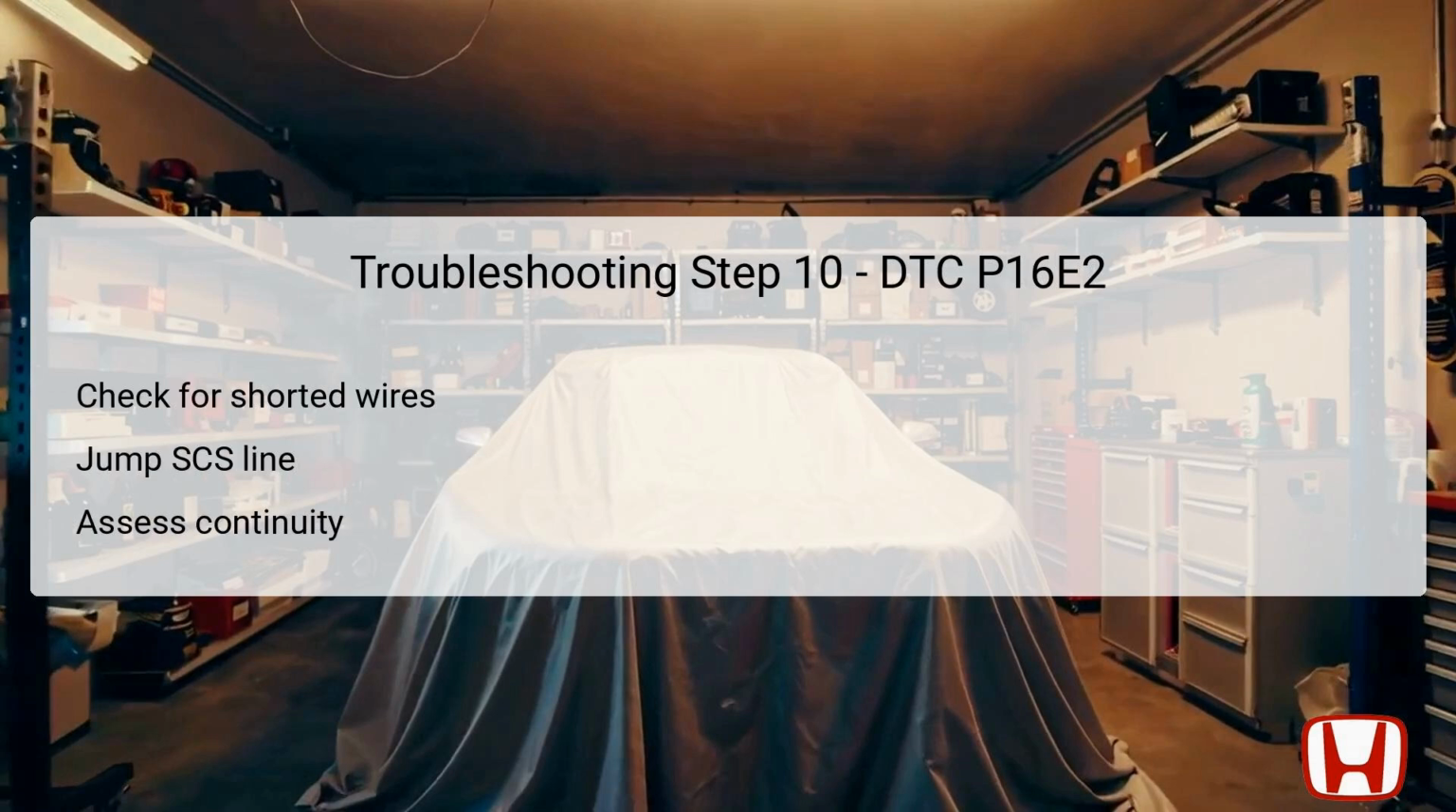In the 10th step within the DTC P16E2 troubleshooting process, the focus shifts back to checking for shorted wires, which could contribute to communication issues. This step begins similarly, with jumping the SCS line via the HDS and allowing necessary time for accurate testing. The next objective is to verify continuity between the alternator's connector and body ground, while systematically disconnecting associated connectors one at a time. This method determines whether the LIN wire holds up.